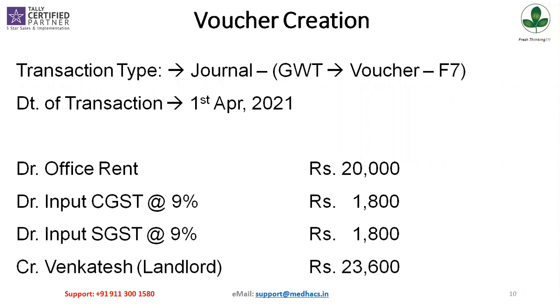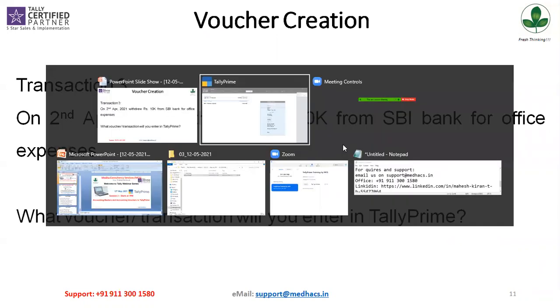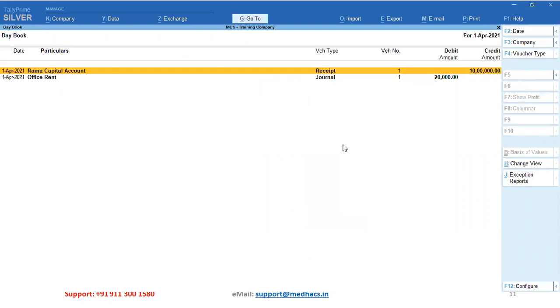Okay, next sample transaction. Transaction number 3. On 2nd of April 2021, withdrew 10,000 from SBI for office expense. I think yesterday we did this transaction already. This transaction is already available. We'll just go and look at it in our Tally. If you go to daybook, it's on 1st of April.